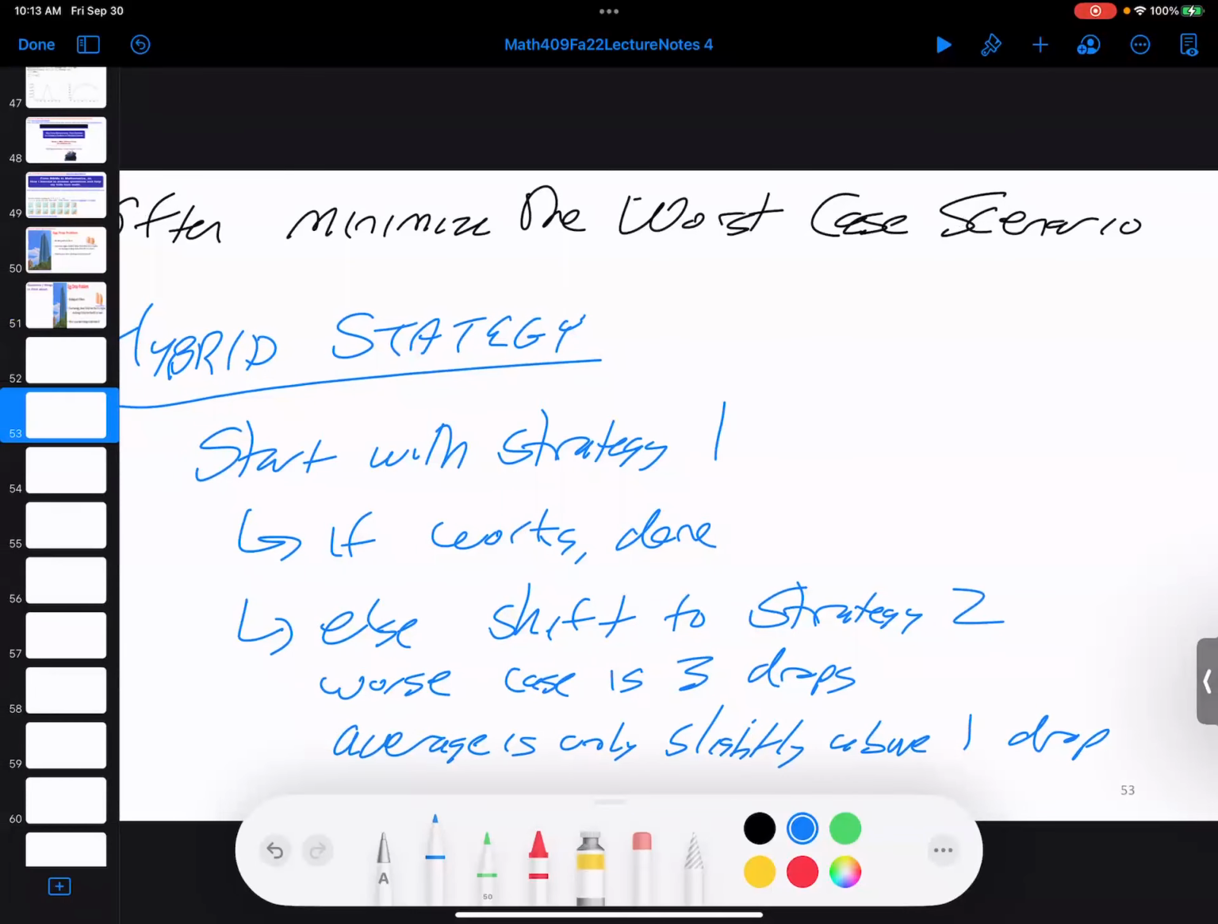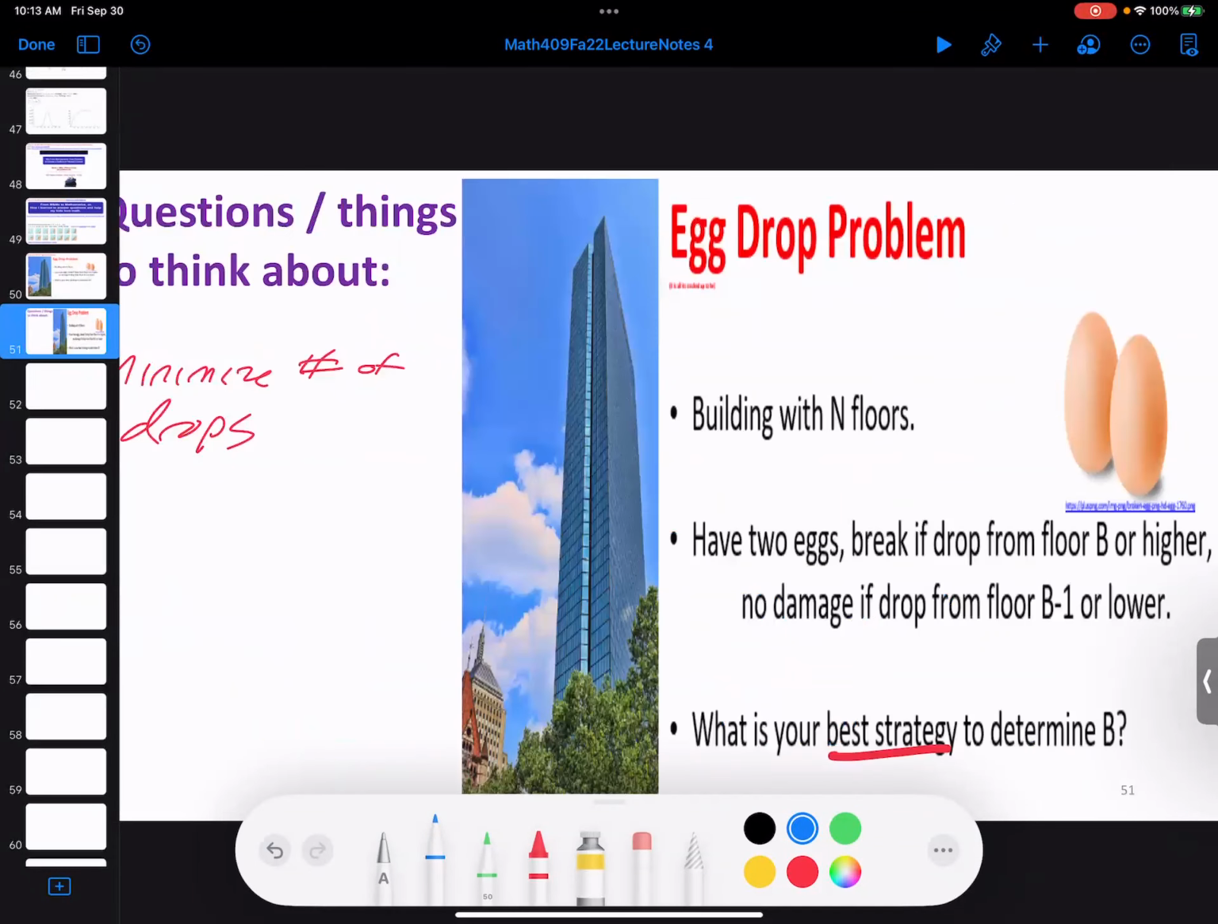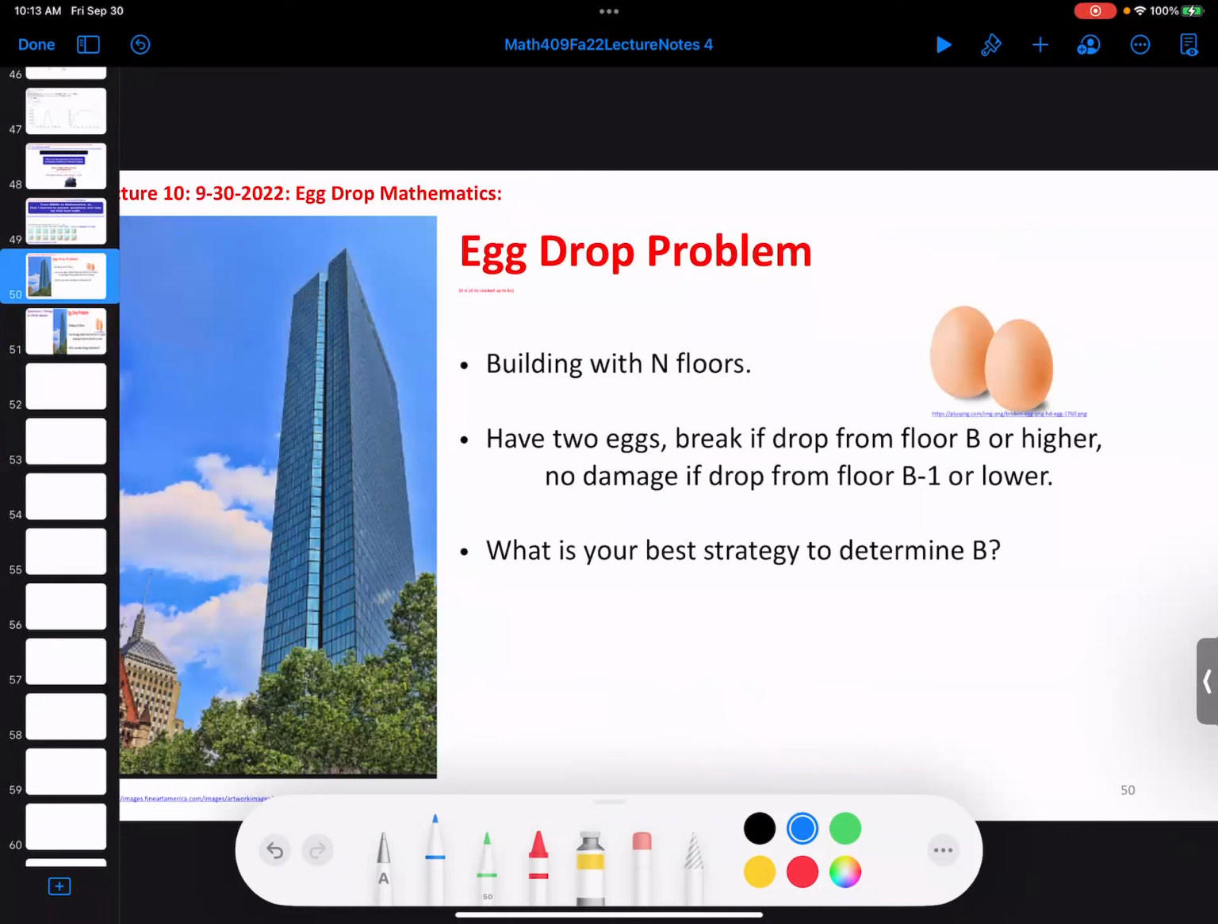Okay, so the problem we're doing is the egg drop problem. Have you seen this before? You have a building with n floors, you have 2 eggs, and if you drop an egg from floor B or higher, for some special value of B, the egg will break and never be usable again. If you drop them from B-1 or lower, there's no damage. We want to figure out what that value of B is, and we want to protect ourselves against the worst case scenario. I don't know where that floor B is.